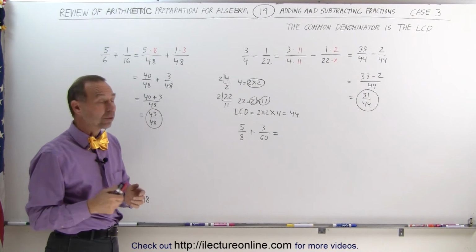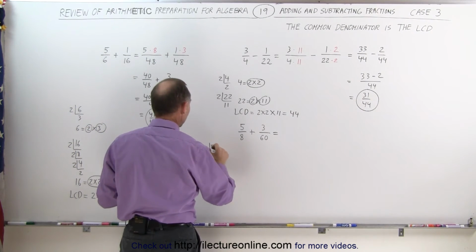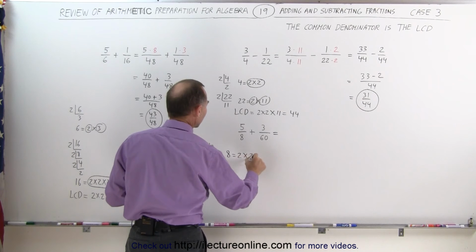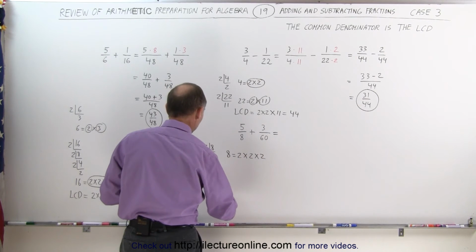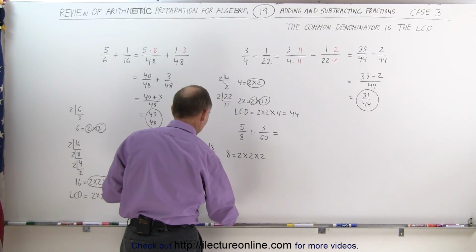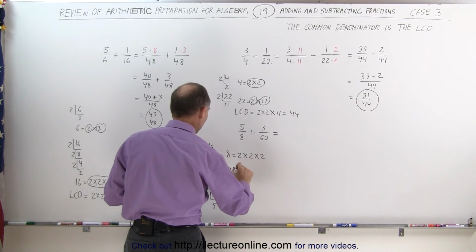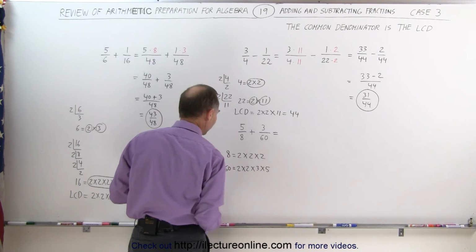Again, we need to find the lowest common denominator. I take the number 8, I divide it by 2 to get 4, divided by 2 to get 2, which means that 8 can be written as 2 times 2 times 2. I take the number 60, divide by 2, I get 30, divide by 2, I get 15, divide by 3, I get 5, which means that 60 can be written as 2 times 2 times 3 times 5.